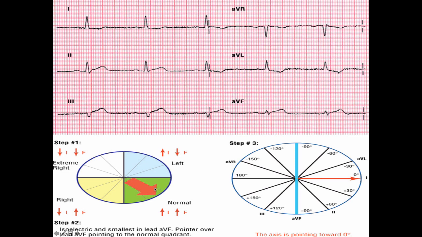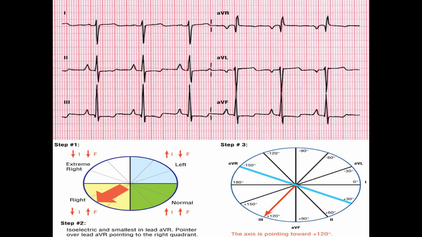So we picked the normal quadrant because 1 is up. AVF is mostly up, mostly positive. So we're going to point it in this direction. So as I'm starting to get kind of honed into a number, AVF is my isoelectric lead. I've got my arrow pointed at 0 degrees. We're going to adjust that a little bit here in a few minutes, but that's where we're going to end up.